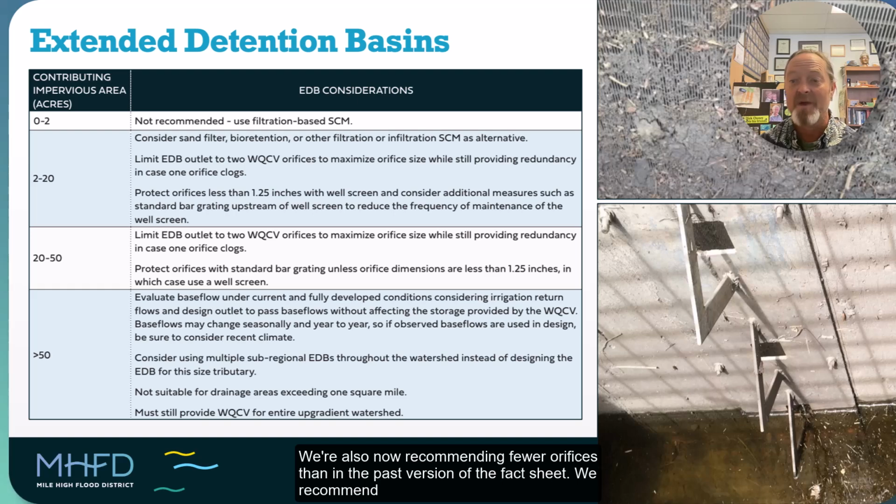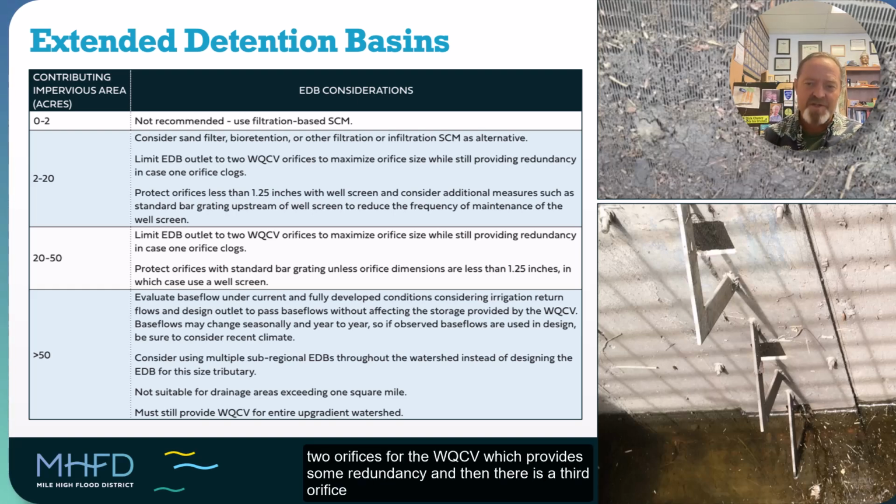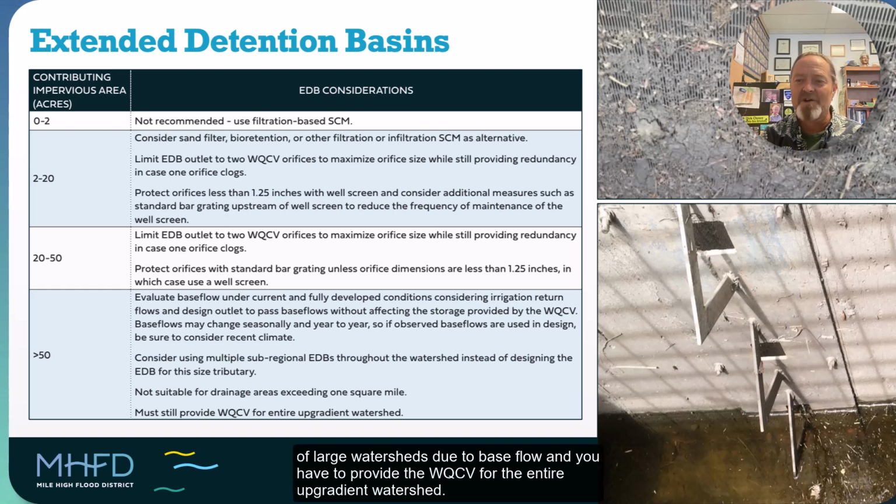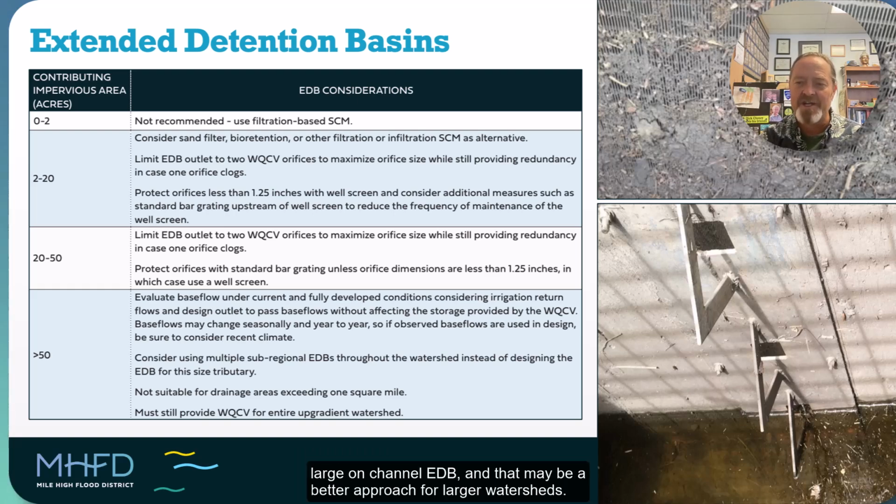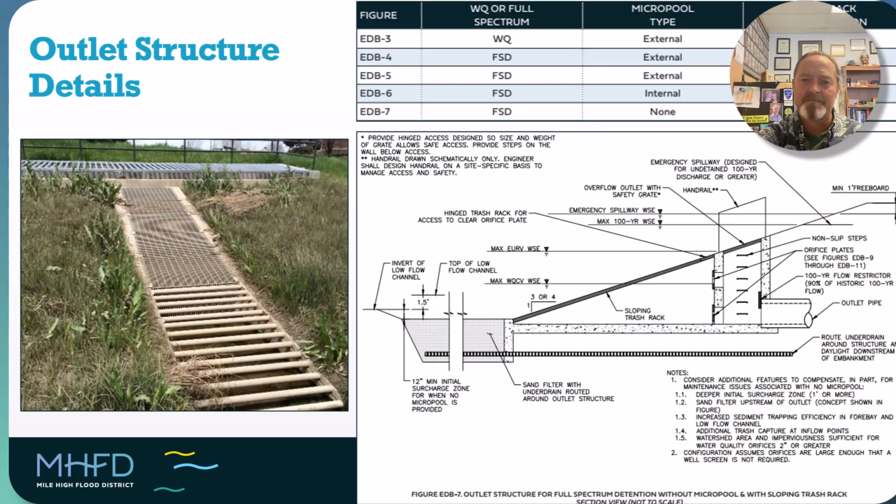We're also now recommending fewer orifices than in the past version of the fact sheet. We recommend 2 orifices for the WQCV, which provides some redundancy, and then there is a 3rd orifice for the EURV when you're designing for full spectrum detention. Also, you have to be cognizant of large watersheds due to base flow, and you have to provide the WQCV for the entire upgradient watershed. For these reasons, you might consider using multiple sub-regional EDBs instead of a single large on-channel EDB, and that may be a better approach for larger watersheds.